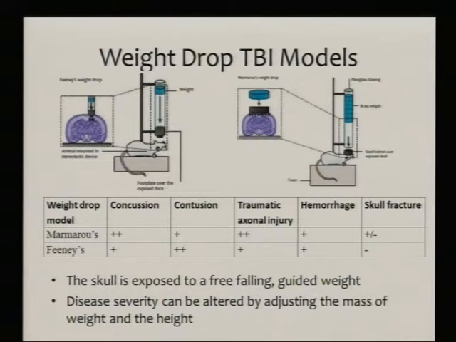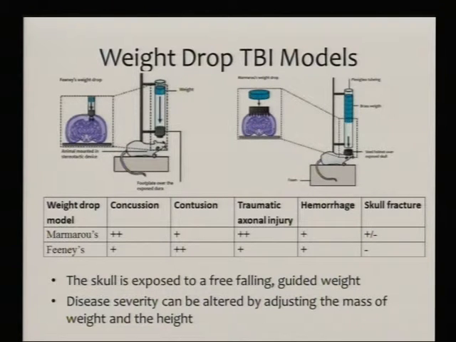Third is the weight drop model, the weight drop TBI model. In this model, the skull is exposed to a free falling guided weight. Many people have developed models, and these are the two important ones. One is the Feeney model, where craniectomy has been done. And in the second, Marmarou's model, the skull is exposed, but the skull is intact.